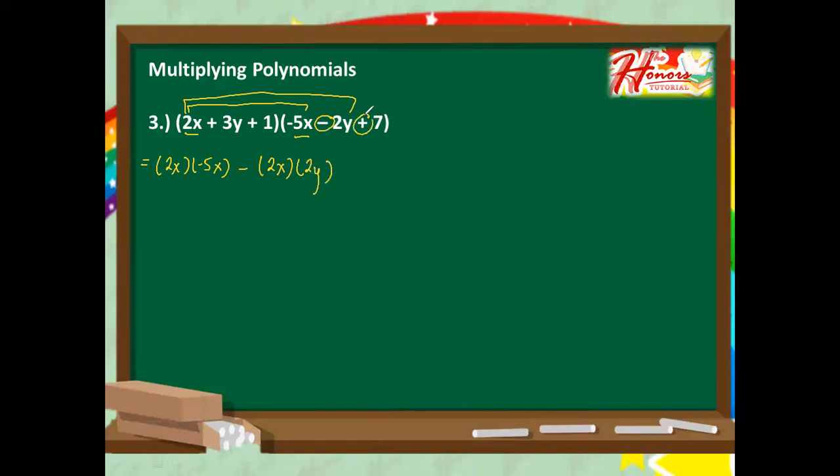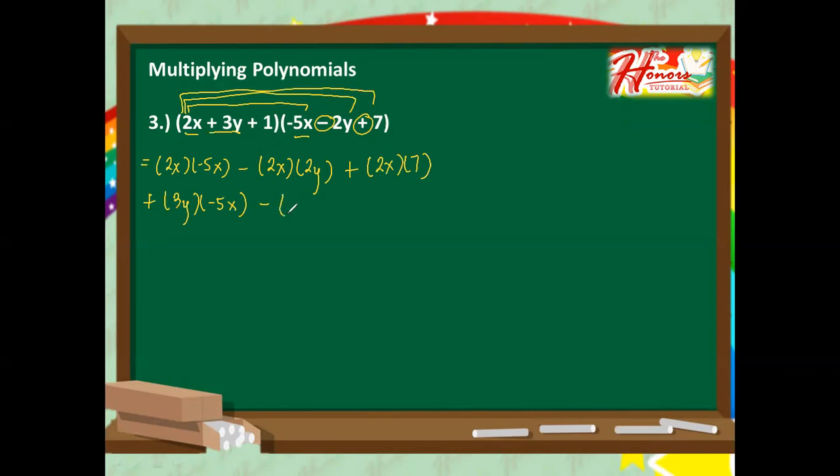And then copy the operation, which is addition. So plus 2x times 7. So we have here 2x times 7. And then let's have the second term here. So that is 3y. So plus 3y times negative 5x. And then copy again the operation here, which is subtraction.